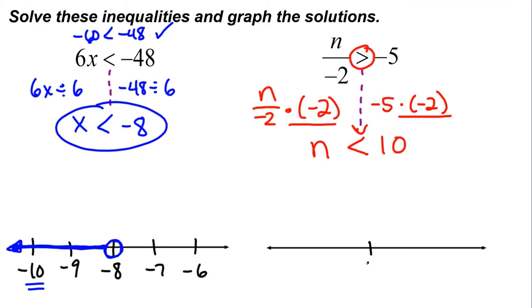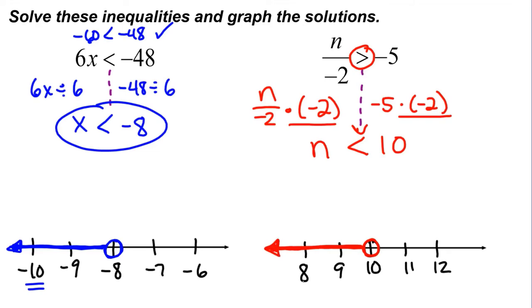So I'm going to go ahead and graph that. Here's 10, 11, 12, 9, 8. 10 is not less than 10, so 10 is not included. Make that more clear. 10 is not included, and it's everything less than 10. So I'm going to shade to the left.